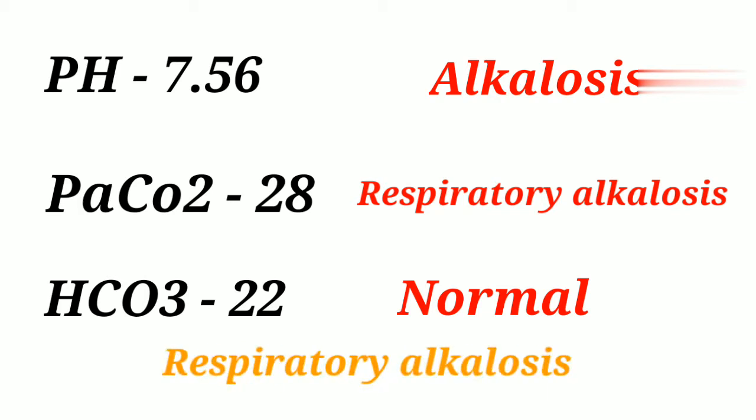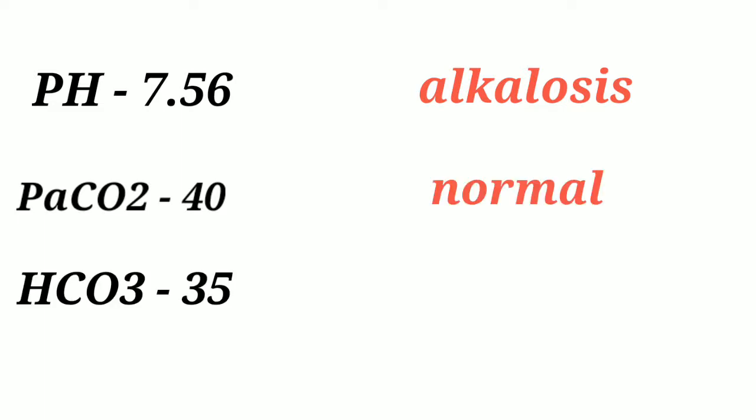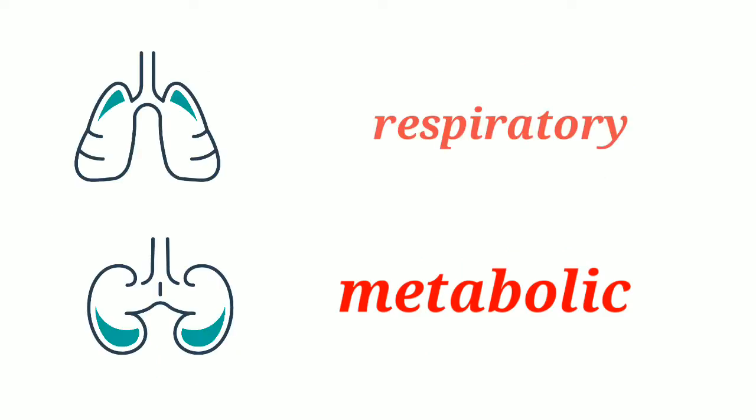Third query: pH is 7.56, it's more than 7.45, it's alkalosis. PaCO2 is 40, it's between 35 to 45, it's normal. HCO3 is 35, it's metabolic because its normal value is 22 to 26. So the solution is metabolic alkalosis. So that is clear about metabolic or respiratory.